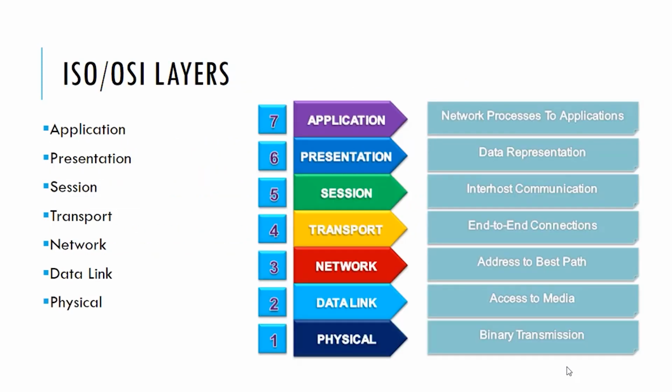This is the diagram showing the 7 layers. We should know these names by heart, and we should know by heart that we are counting from bottom to up. The first layer is the physical. It's always layer number 1. The second is the data link. The third is the network. The fourth is the transport.